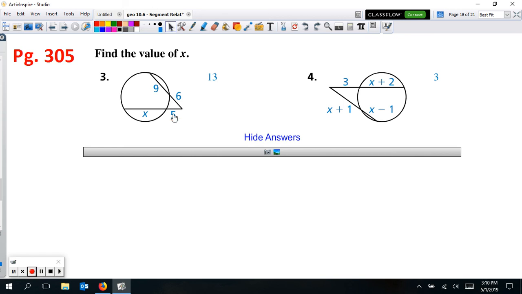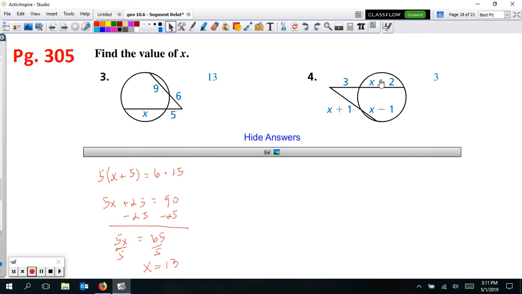So the external part times the whole thing, and so that's what it should look like here. So 5 is the external part. The whole thing would be just x plus 5, just adding those up, equal to 6, the external part, times the whole thing, which would be adding 9 plus 6. That's a segment addition, giving you 15 there. And so then you distribute that to 5x plus 25. This makes 90. Subtract 25. And then you divide by 5. And that gives you that 13. 65 divided by 5.